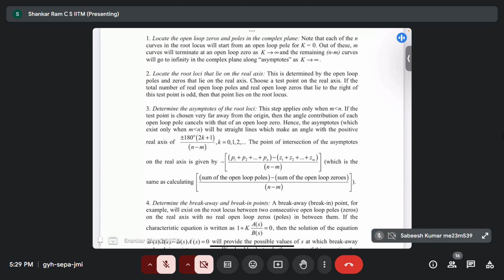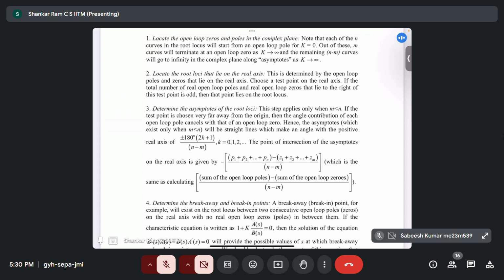Please remember, for causal systems, m should be less than or equal to n. If m is equal to n, we don't have this step, because the root locus will have n branches. Each branch will start from an open loop pole, and each branch will end at an open loop zero. So the asymptotes don't exist when m is equal to n. Asymptotes will exist only when m is less than n. So let's read through this condition: determining the asymptotes of the root locus, this step will apply only when m is less than n.